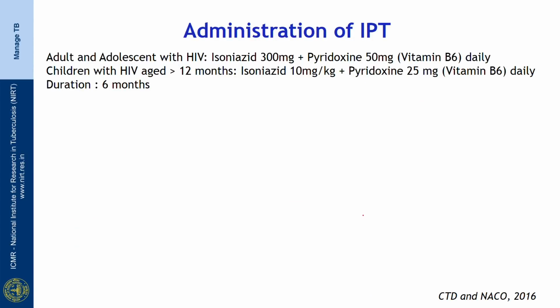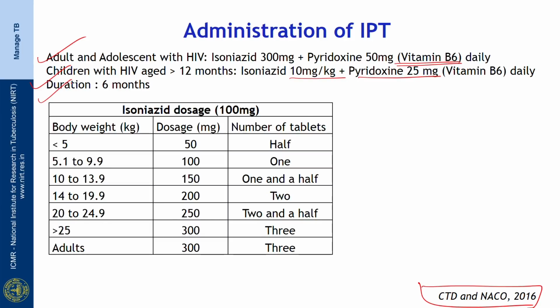The administration of isoniazid preventive therapy according to the Central TB Division and the NACO guidelines is: adolescents and adults with HIV have to be given isoniazid 300 mg plus pyridoxine 50 mg, which is vitamin B6, to reduce the peripheral neuropathy, daily. Children with HIV who are aged more than 12 months have to be given isoniazid at the dosage of 10 mg per kilogram along with pyridoxine 25 mg daily, and the duration of IPT is 6 months. So, this is the dosage of drugs.